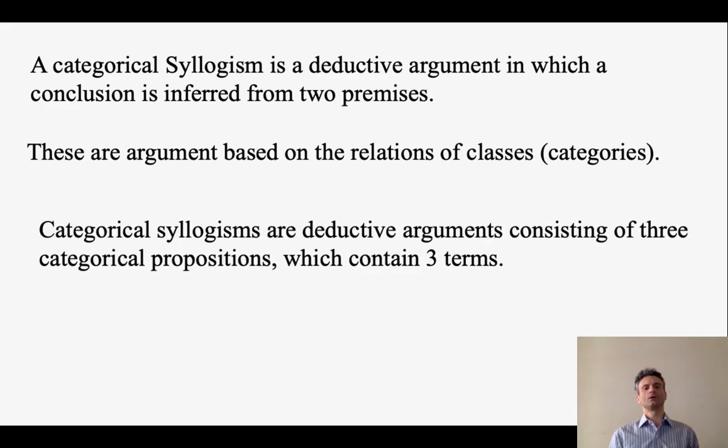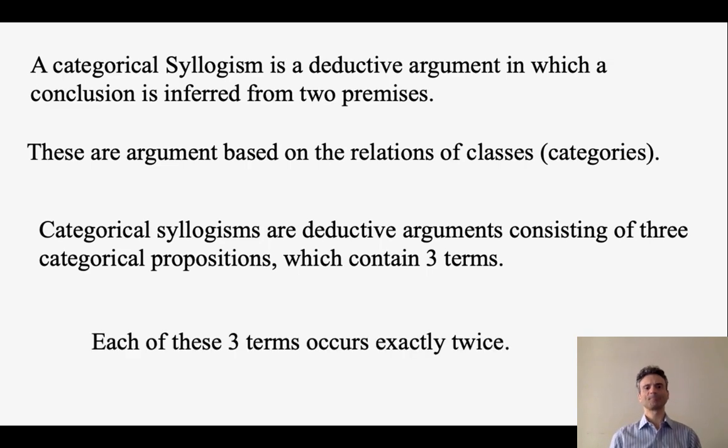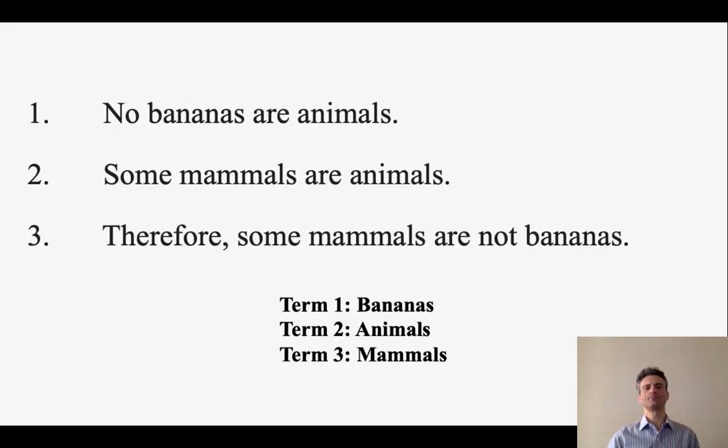Categorical syllogisms, so, are deductive arguments that have two premises and a conclusion. That's the definition of a syllogism. Two premises and a conclusion. And each of these three statements, two premises and a conclusion, have exactly three terms. And these three terms occur twice in the argument. Let me show you what I mean.